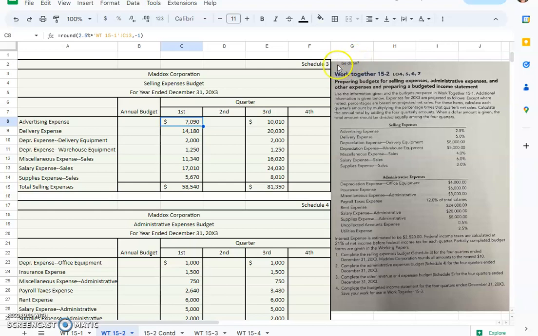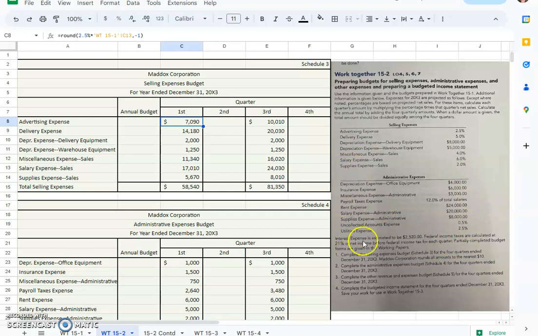In this video, I'll be going through Work Together, problem 15-2, and this is on page 445 of your Century 21 Accounting Advanced textbook, edition 11 by Gilbertson and Lehman. So credit to them. We are preparing budgets for selling expenses, administrative expenses, and other expenses, and preparing a budgeted income statement. So the problem says, use the information given in the budgets prepared in Work Together 15-1, which is here on our workbook. Additional information is given below.